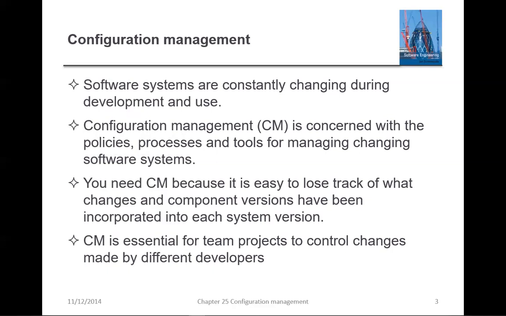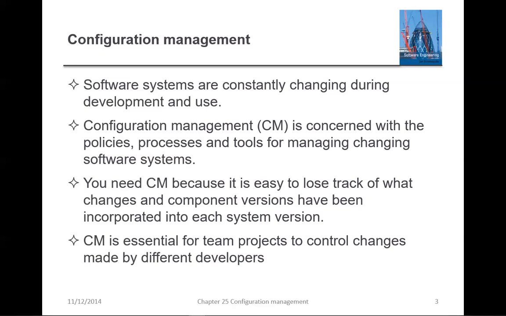Most systems, therefore, can be thought of as a set of versions, each of which may have to be maintained and managed. So configuration management, or CM for short, is concerned with the policies, processes, and tools for managing changing software systems. You need to manage evolving systems because it is easy to lose track of what changes and component versions have been incorporated into each system version. Versions implement proposals for change, corrections of faults, and adaptation for different hardware and operating systems. Several versions may be under development and in use at the same time.